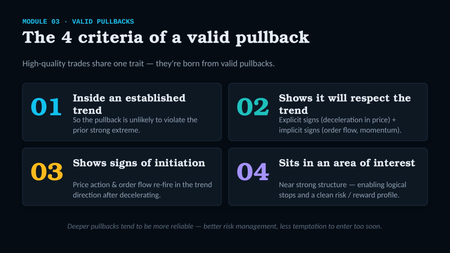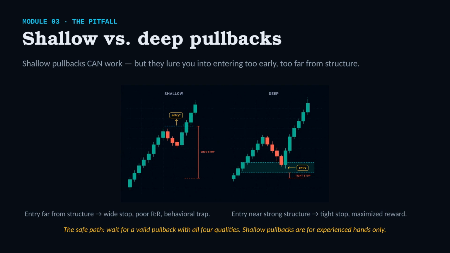You need to minimize risk and maximize reward using logical stop-loss placement, and that is only possible near structure, which leads directly to a behavioral trap. Deeper pullbacks tend to be more reliable purely because of their risk management profile. You are entering near structure, so your stop is tight and your reward is maximized. Look at the left chart, a shallow pullback. Your entry sits far from any structure, wide stop, poor reward to risk ratio, and critically, it lures you into entering the market too soon. Now the right chart, a deep pullback into a demand zone, sitting right on top of strong structure. Tight stop, clean reward to risk.